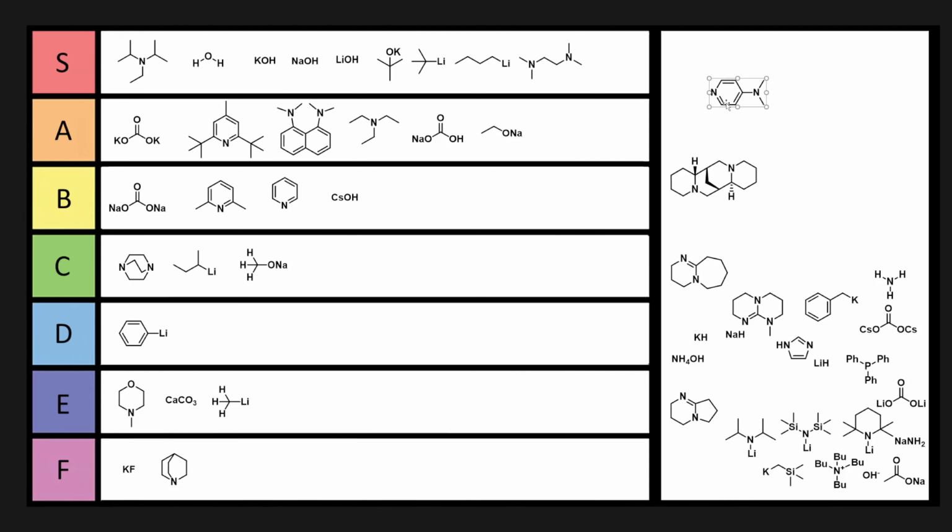DMAP is a good base, but it's an extremely good nucleophile. Like, it's so nucleophilic that you don't want to use this in a reaction unless you're trying to use it as a nucleophile or a nucleophilic catalyst. So I'm going to put DMAP in F tier.